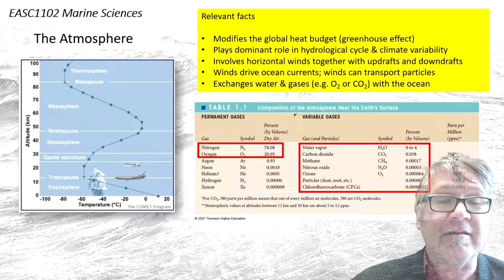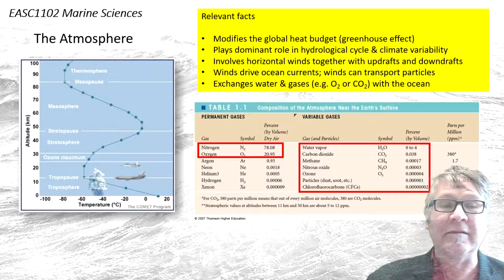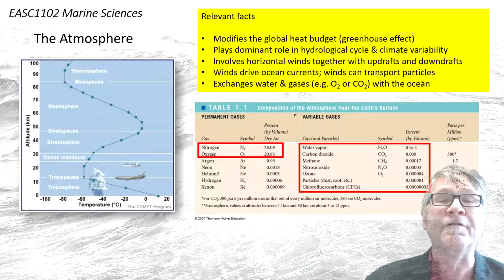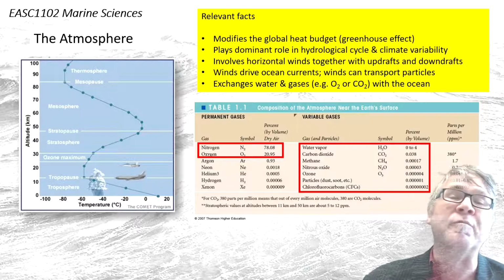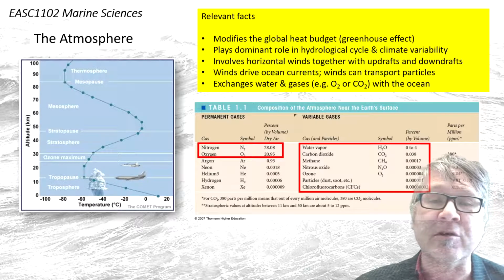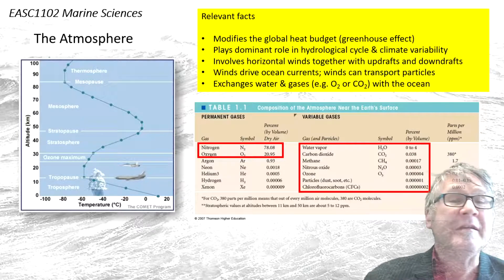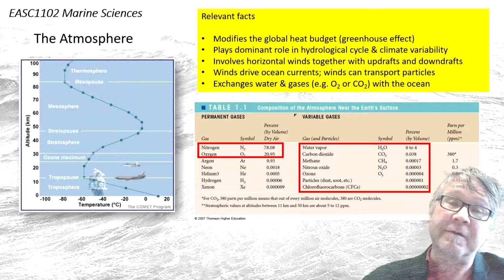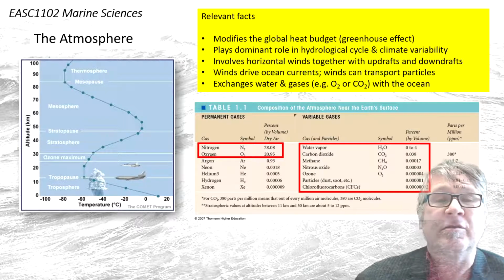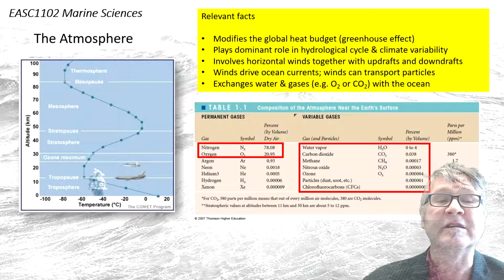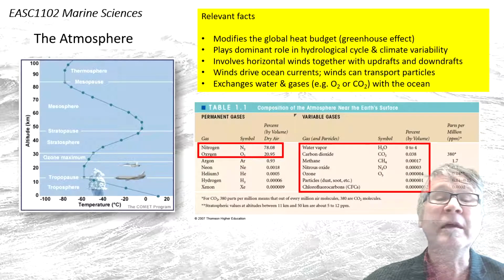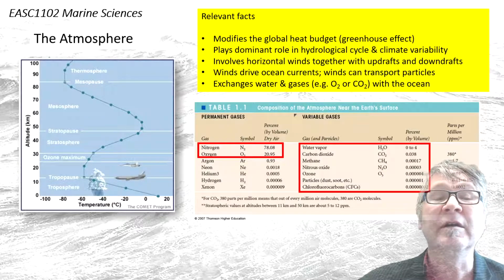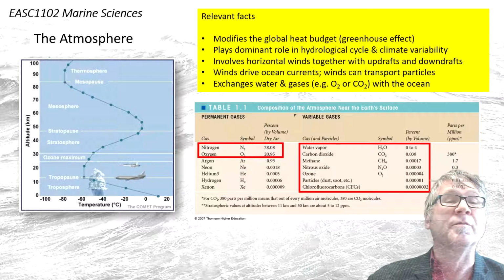And these systems actually determine where you have more evaporation or where you have more precipitation in the ocean. And the precipitation influences the salinity in the ocean. It adds fresh water to the surface and reduces the salinity. Okay, so the winds drive ocean currents, and the winds can also transport particles.